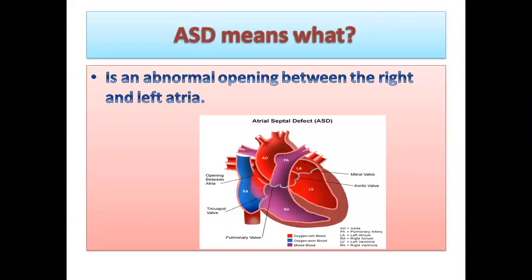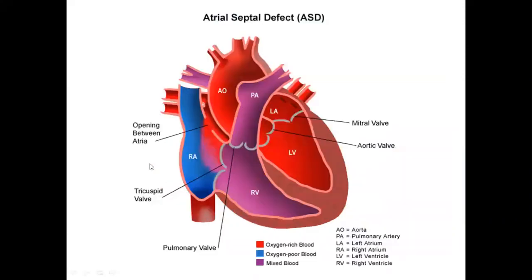First of all, this is one of the congenital defects, present by birth, where the child has the problem. Here there is an abnormal opening between the right and left atria. So there is an abnormal opening present between the right and left atrium, which is present at this point.